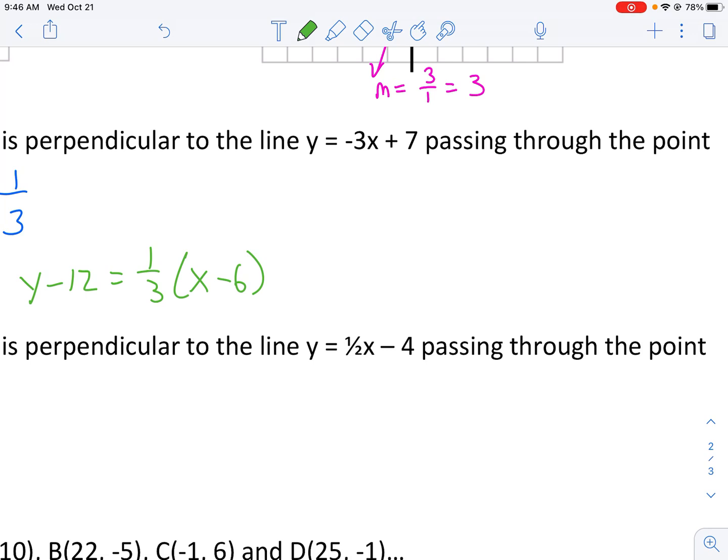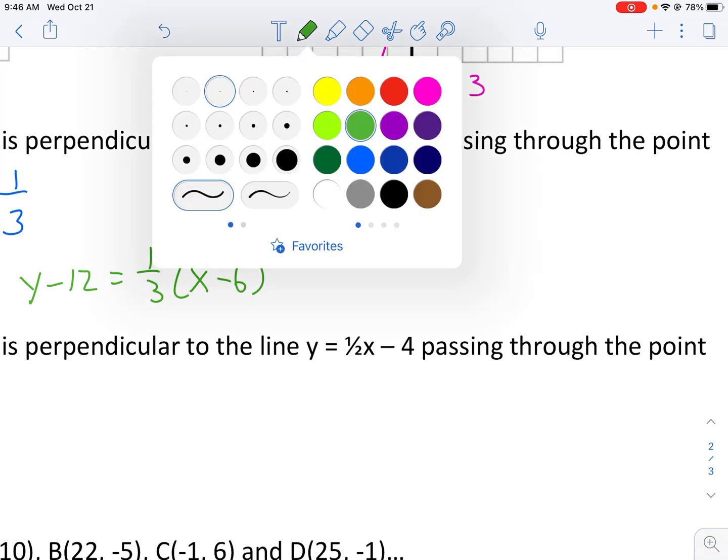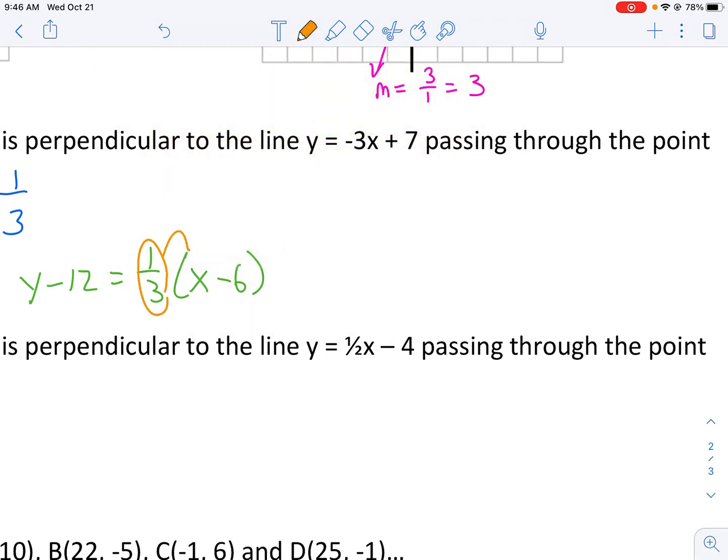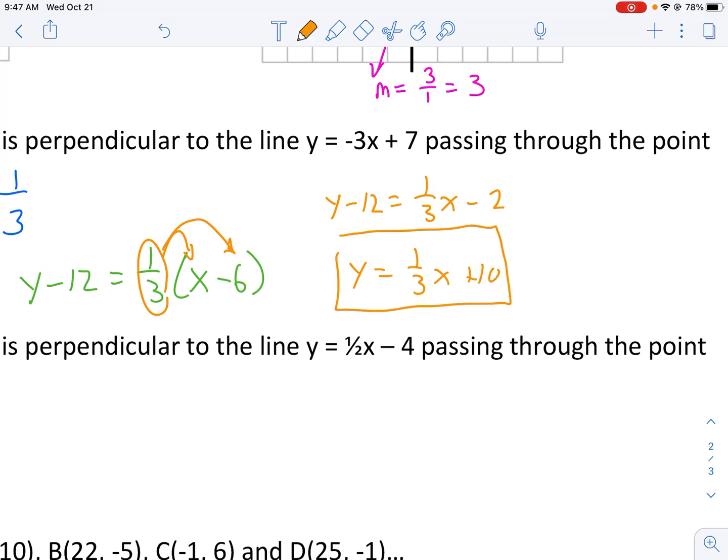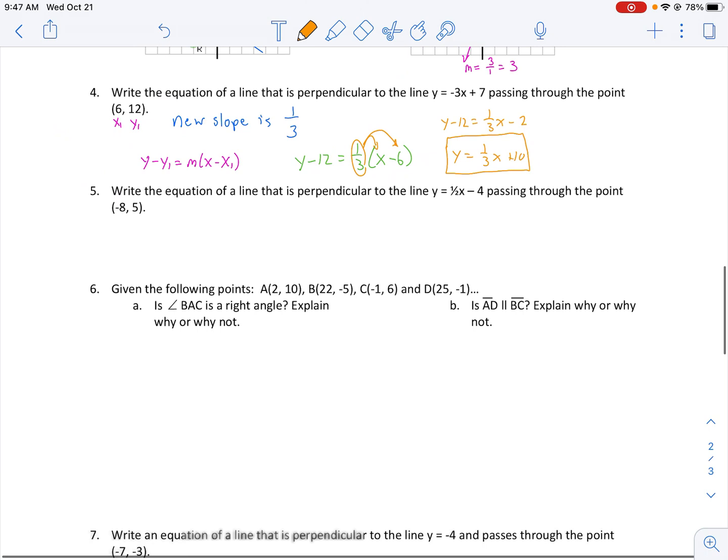Hopefully, we can distribute the 1/3. So I'm going to do this times both of these, right? So we get y minus 12 equals 1/3 x, and then 1/3 of 6 is 2. And then just add 12 to both sides, and you get y equals 1/3 x plus 10. Okay?